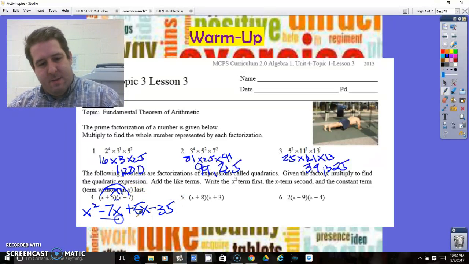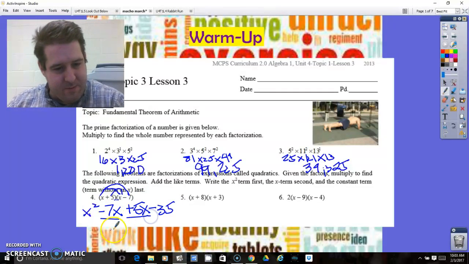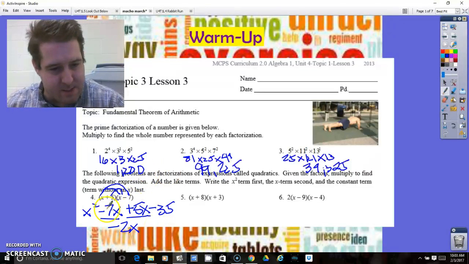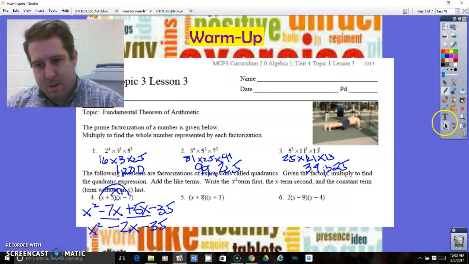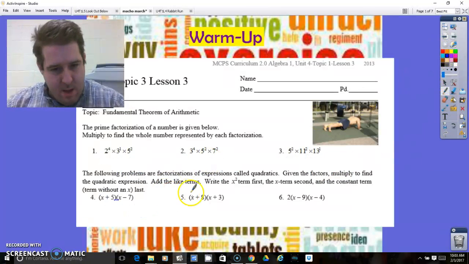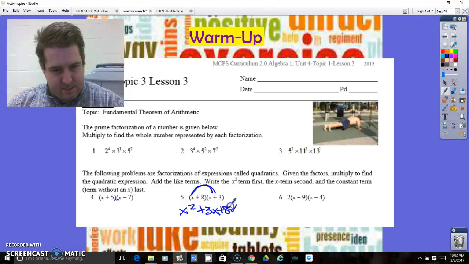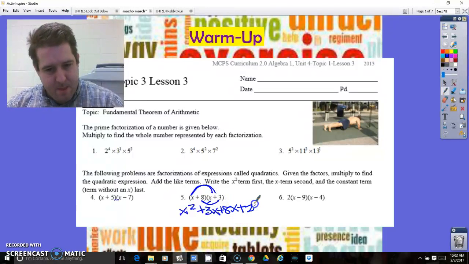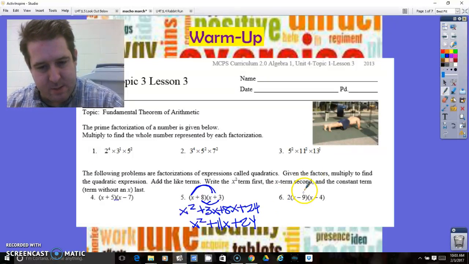So now we can combine the middle two terms. Negative 7x plus 5x is negative 2x, because they have the exact same variable with the exact same exponent, and bring the other two terms down because they are not the same. Next question. So first is x squared. Outers is 3x. Inners is 8x. And then last is 24. Add the two terms on the inside again, and you get 11x. And bring your other two terms down, and there's your answer.